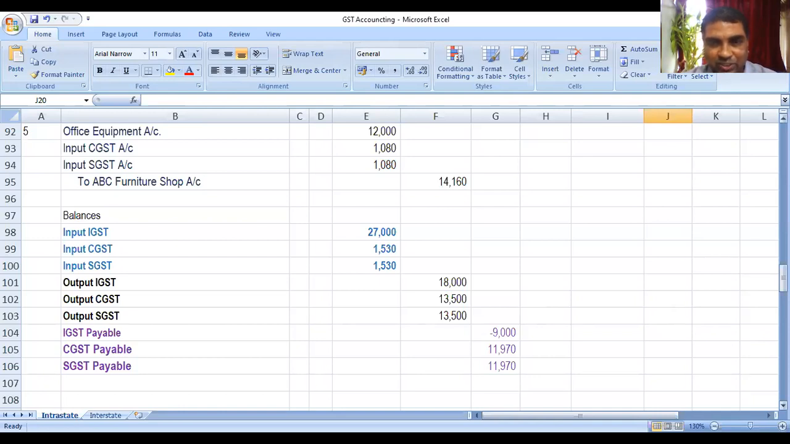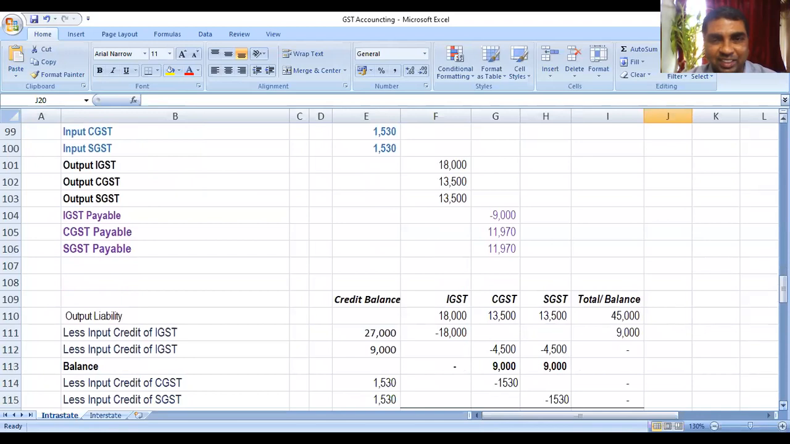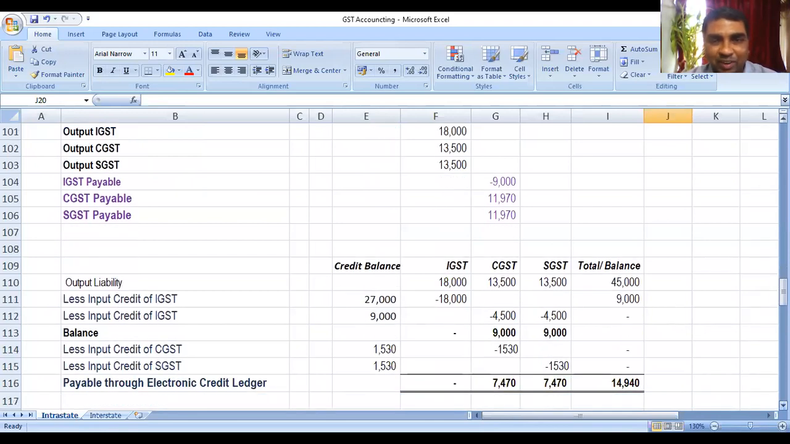How to adjust that? We have to take a decision now. As you know, our liabilities are 18,000, 13,500, 13,500. Earlier we understood the rule for how we can apply our input credits. First, IGST needs to be exhausted. My IGST credit balance is 27,000, so first it will be utilized for IGST. Once the IGST liability of 18,000 is adjusted, the remaining IGST credit is 9,000.